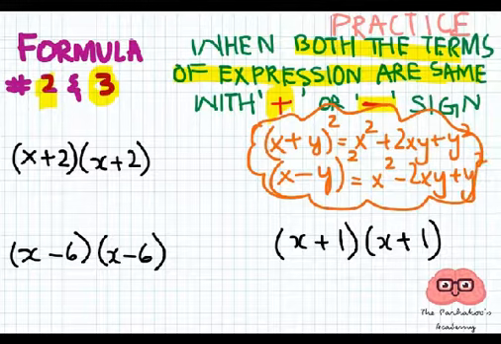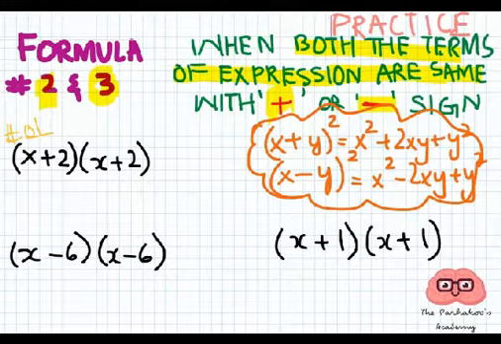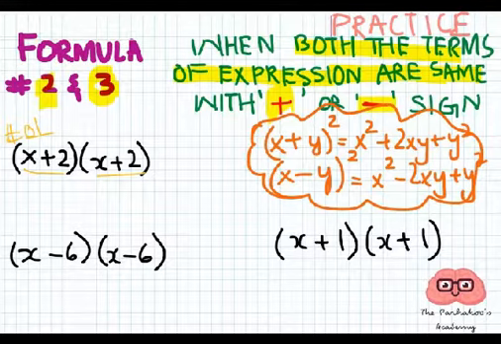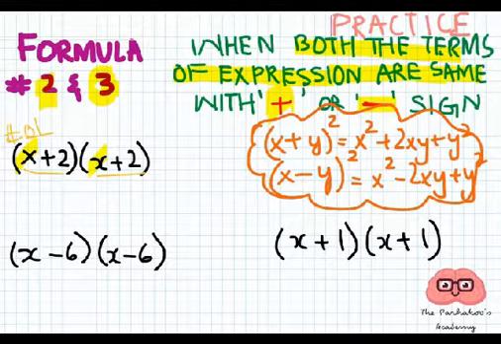Okay, if you see number 1, in this number 1 we have x plus 2 whole squared. So let us first see whether the condition of the formula is valid or not. We have the first term which is the same in both the brackets, the second term which is also the same in both the brackets, and we have plus sign in both the expressions, so valid. So we can apply formula number 1.